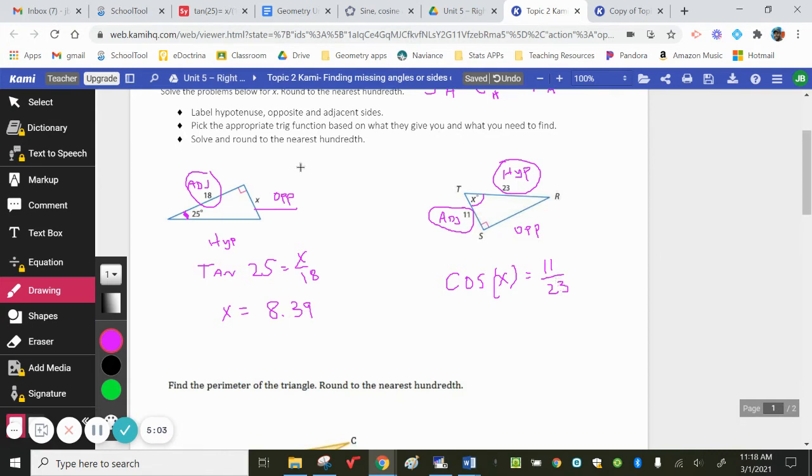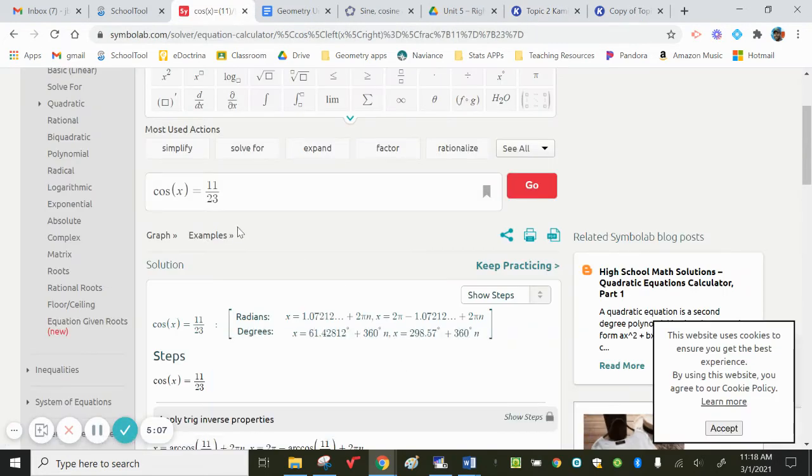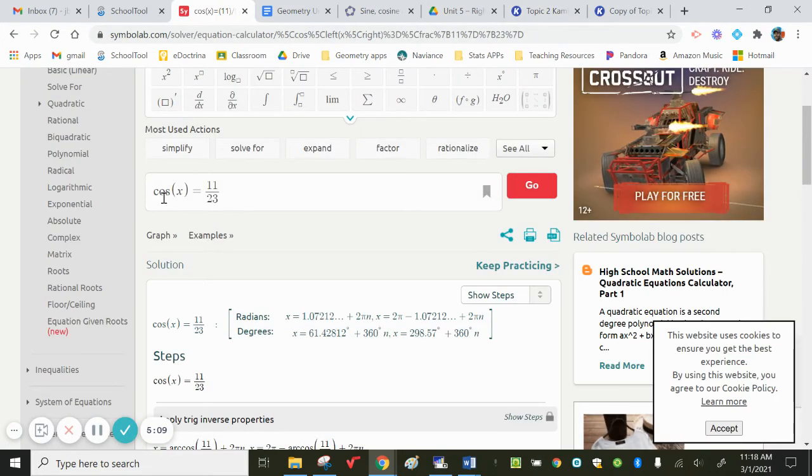So now let's use our equation solver to find that value. I went to my equation solver and typed in the equation, the cosine of x equals 11 over 23. And it'll tell you two different options.